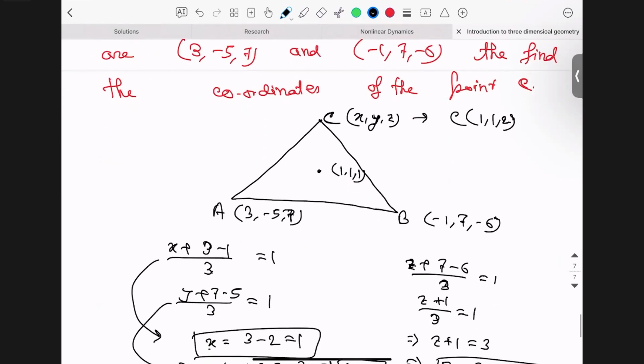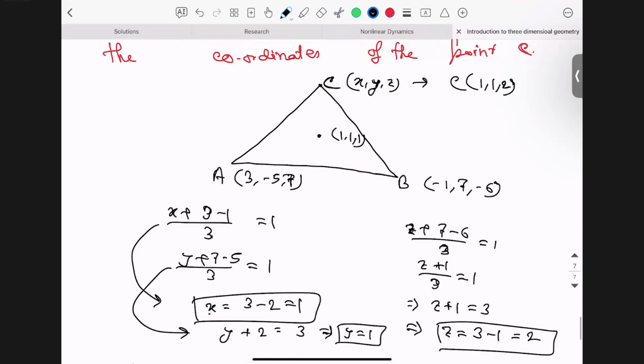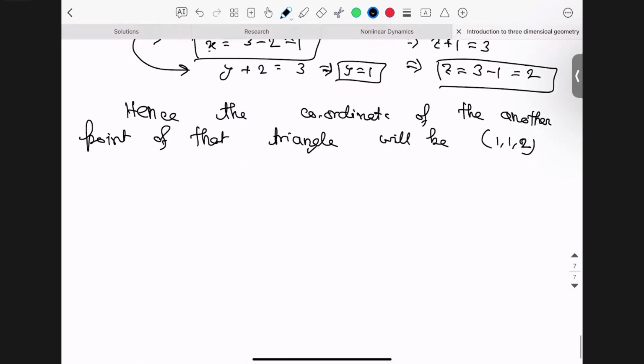And you can also check that this is satisfied by this point, like 1 plus 3 minus 1. This will give us 3, again 3 by 3, 1. So thus we can see that the coordinate of the centroid is satisfied by this point also. And we have obtained the rest of the coordinates of this given triangle. One is done.